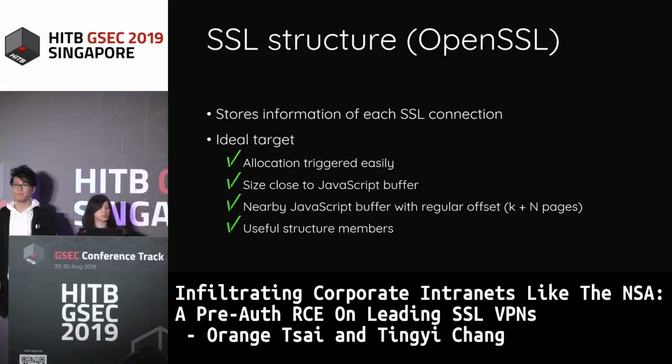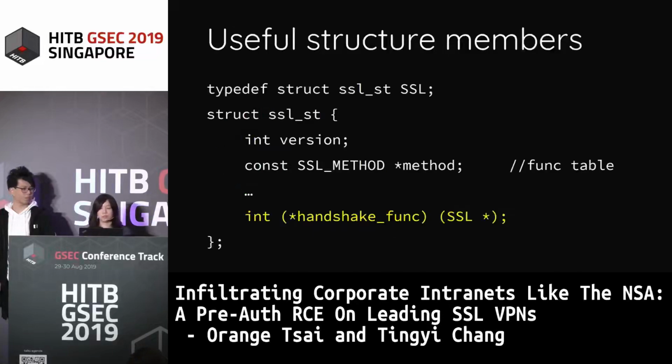First, every new connection allocates an SSL structure, so we can trigger it easily. And its size is close to our JavaScript buffer, and therefore it can be placed nearby our buffer with a regular offset. The most important is it has some useful structure members. It contains a function table pointer called method, and this is how we trigger the crash. But we found one even better. It's a function pointer called handshake function. With this, the exploit can be much easier. We don't need a whole function table anymore. We only need a function address.